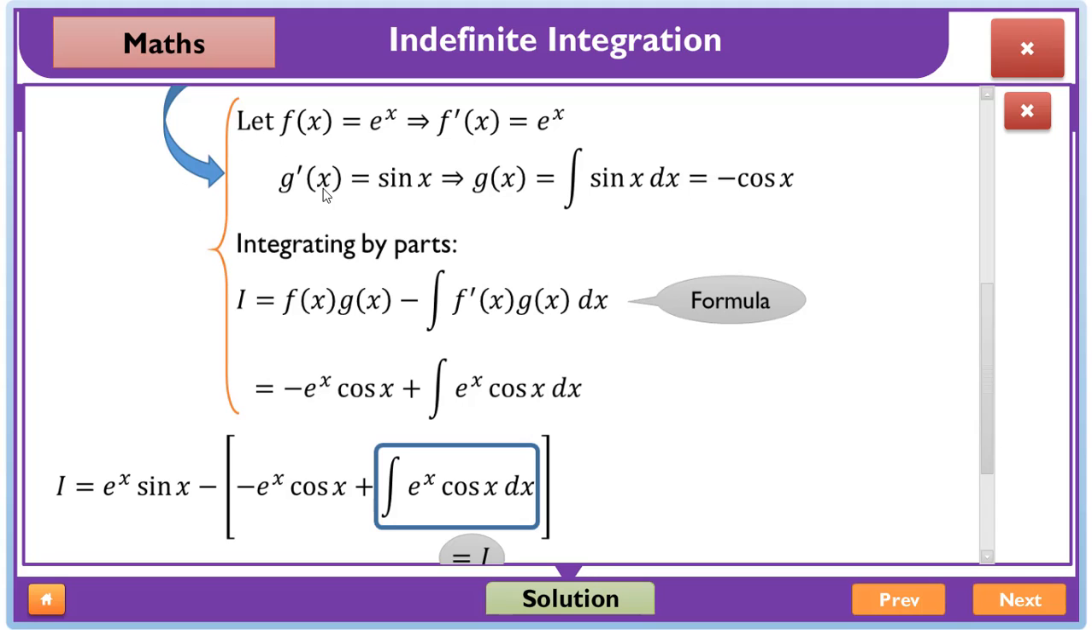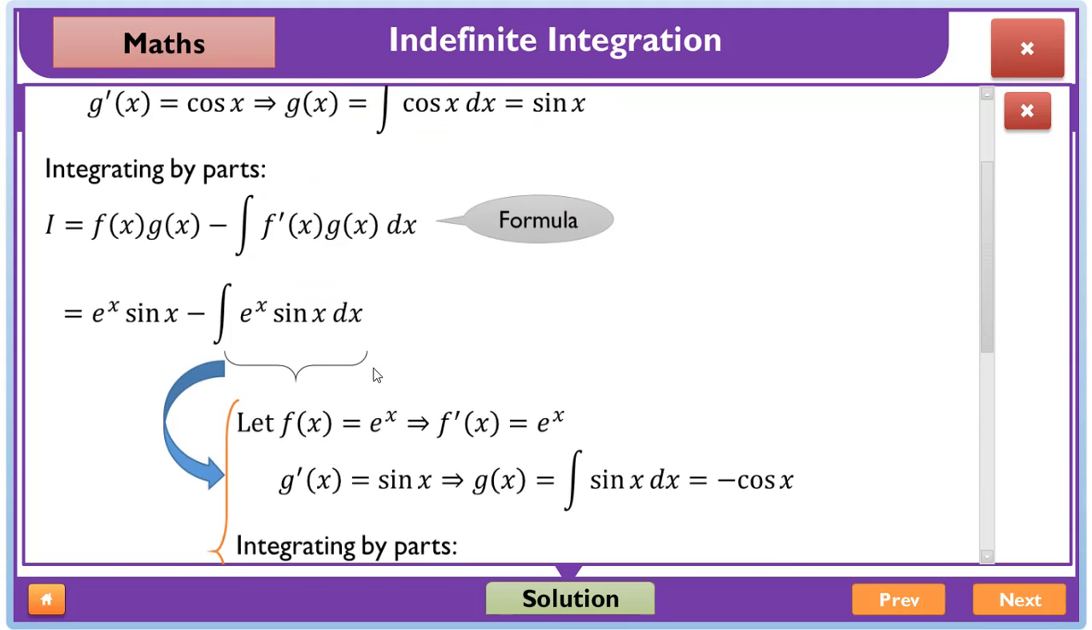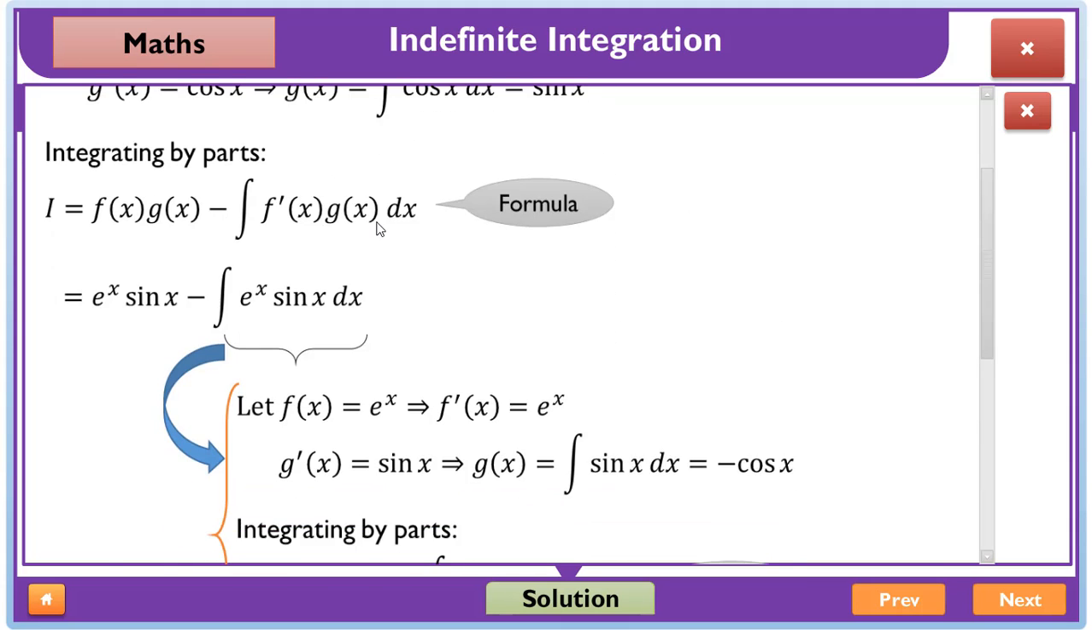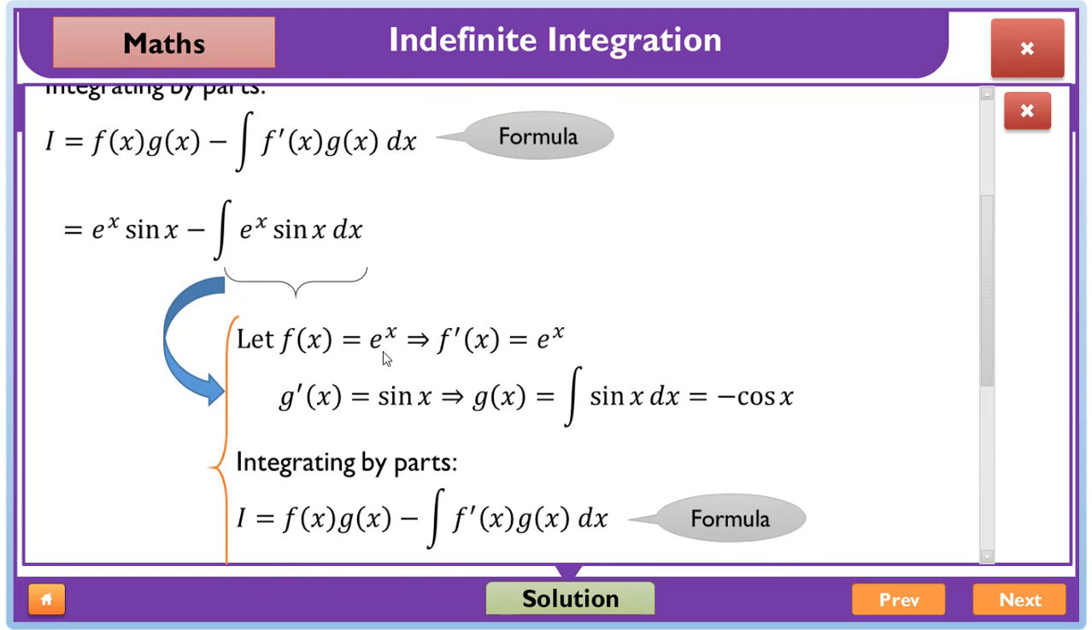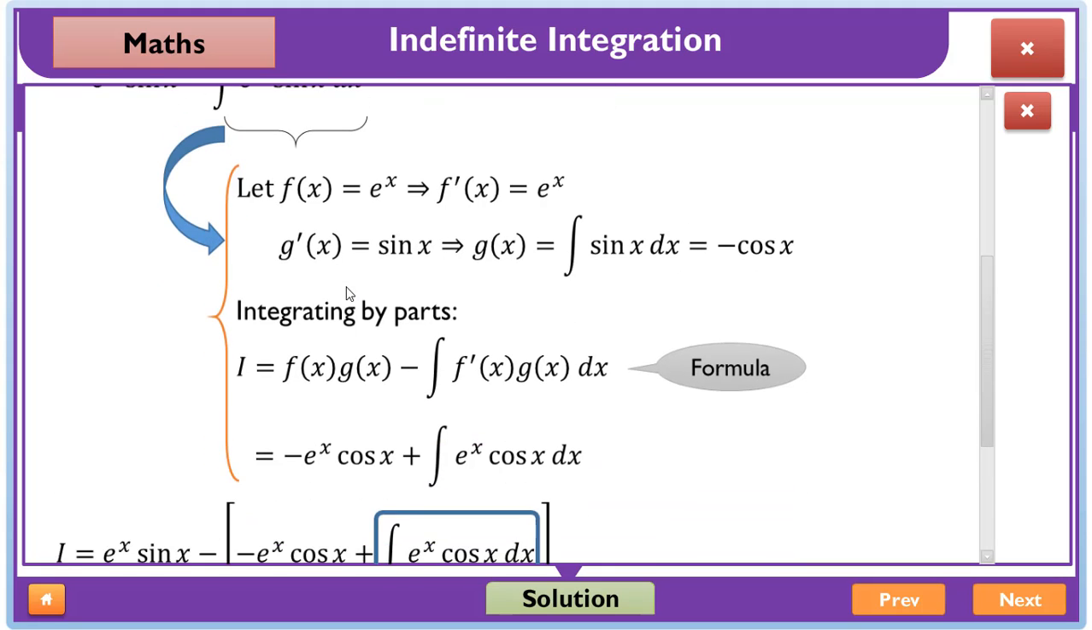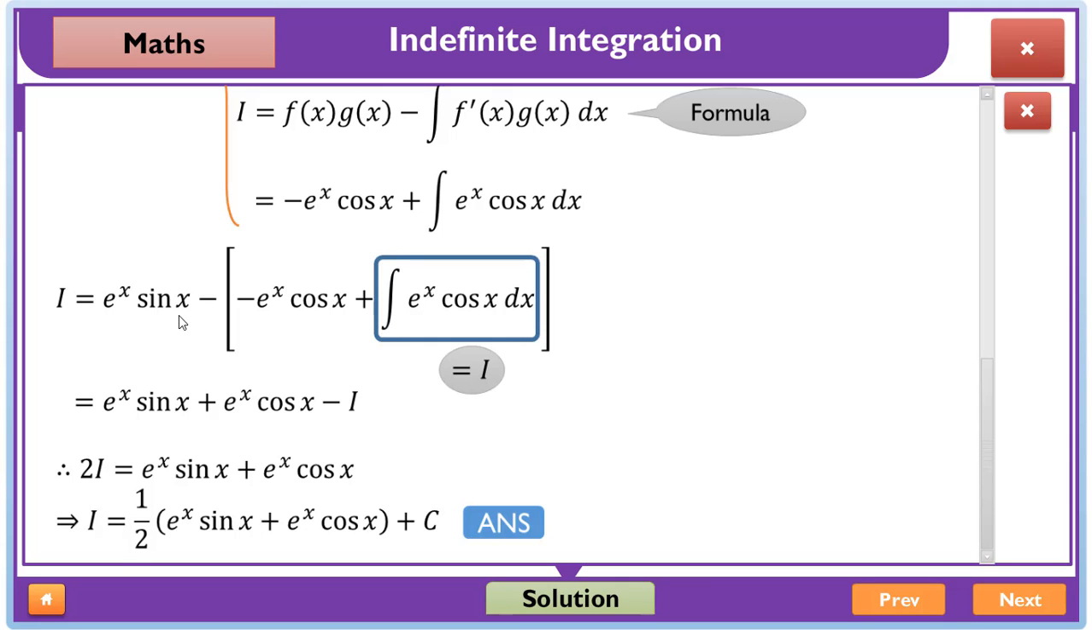Now again we have to put these values in the formula of integration by parts, which gives us minus e to the power x cos x plus integration of e to the power x cos x dx. Now just watch this one. It was the original integral we are given. So when we put the value of this one here, we find e to the power x sin x minus e to the power x cos x plus integration of e to the power x cos x dx.